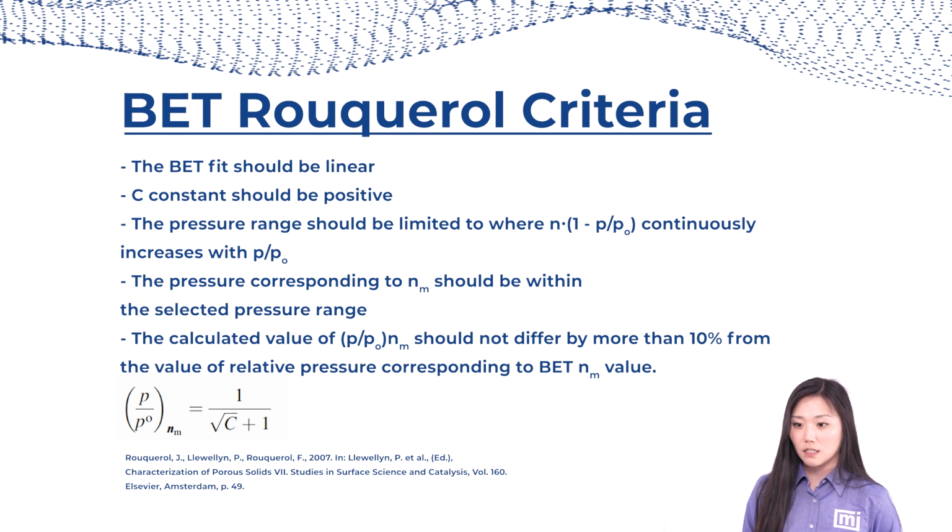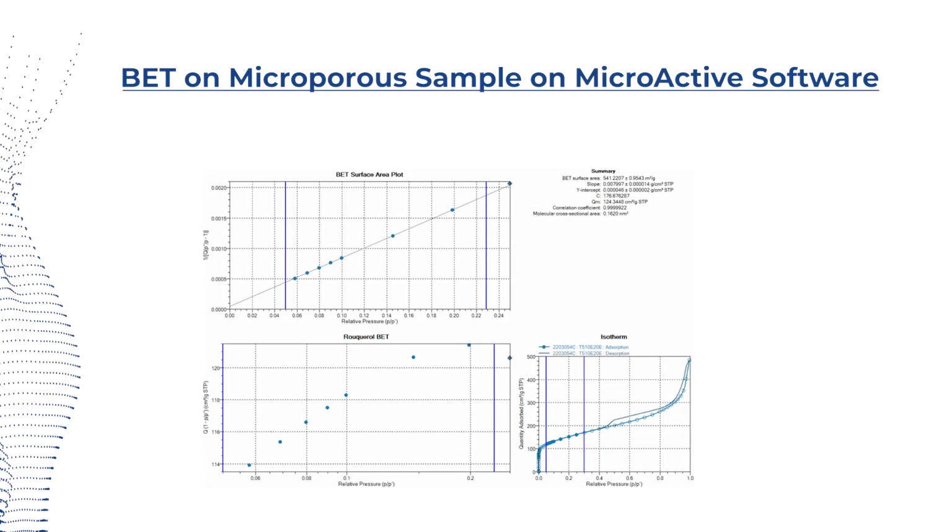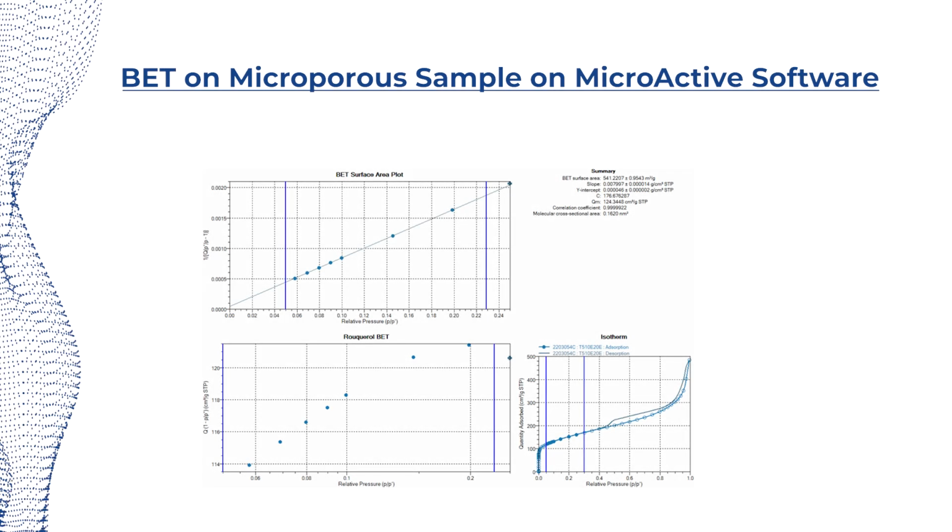And then the calculated value of the relative pressure corresponding to the monolayer capacity should not differ by more than 10% from the value that's measured. So we can calculate that relative pressure by the equation below, 1 over the square root of C plus 1. So here's an example of the BET data reduction of a microporous sample on our MicroActive software.